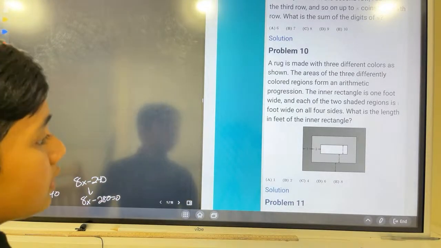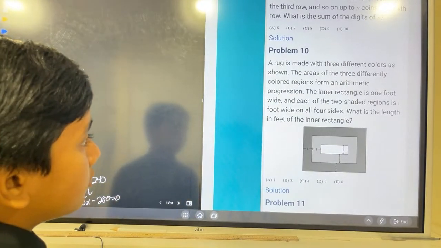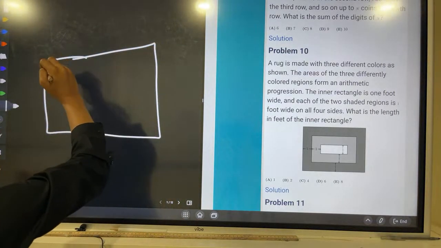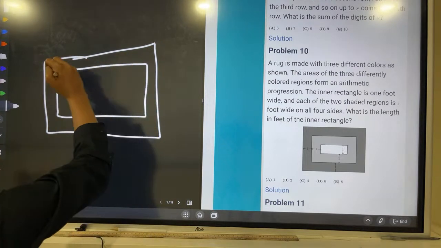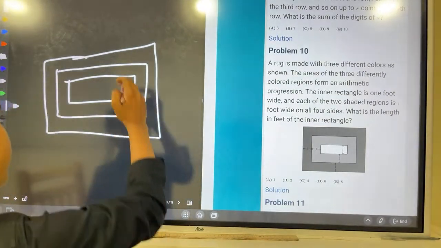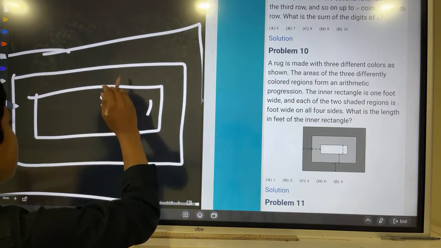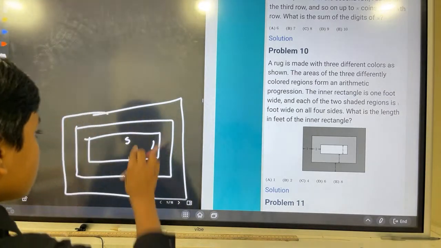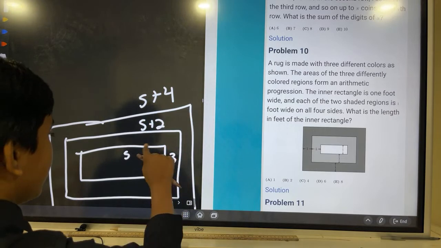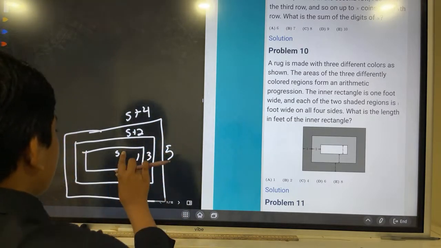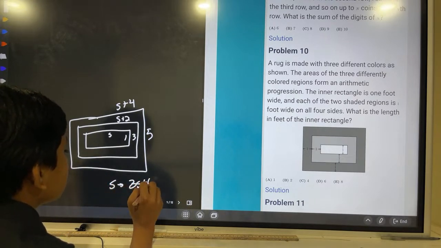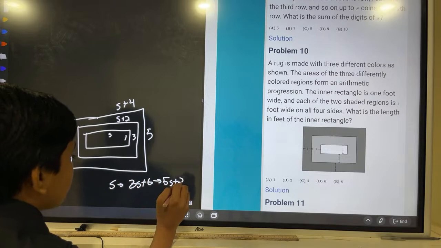Okay, a rug is made with... Okay, so we have an arithmetic progression here. What I'm going to do first here is, let's see. So 1 foot wide, let's call this S. And then this is S plus 2, this is S plus 4, this is 3, and this is 5. So the sequence goes S, 3S plus 6, 5S plus 20.